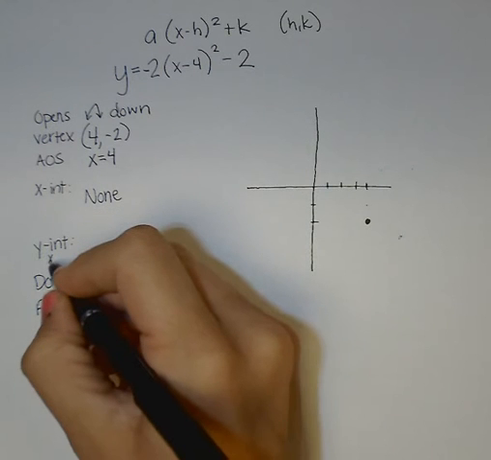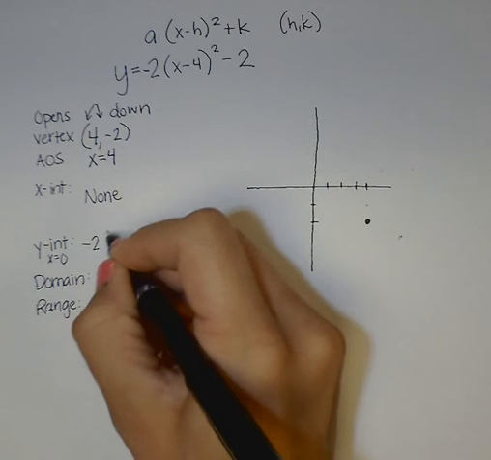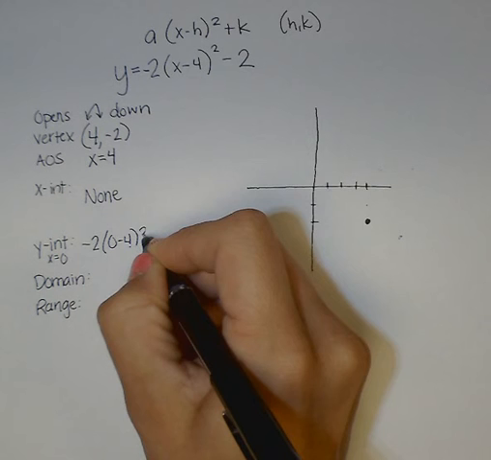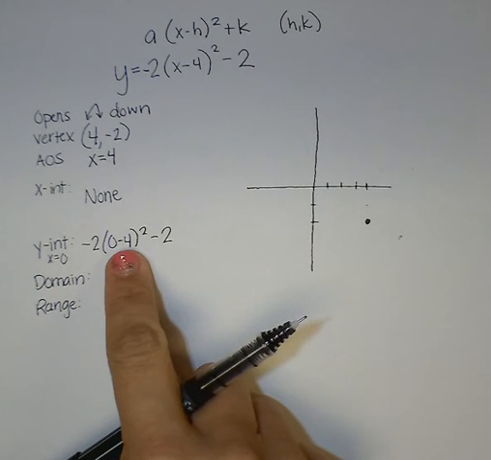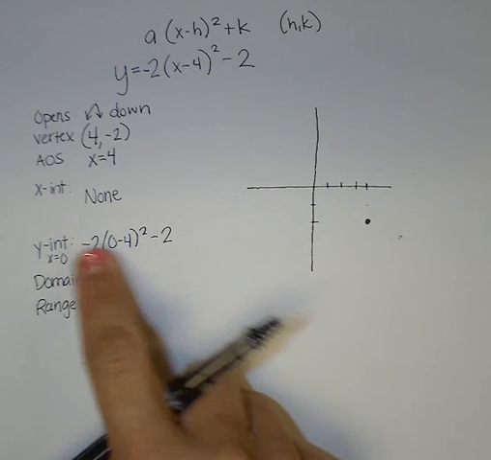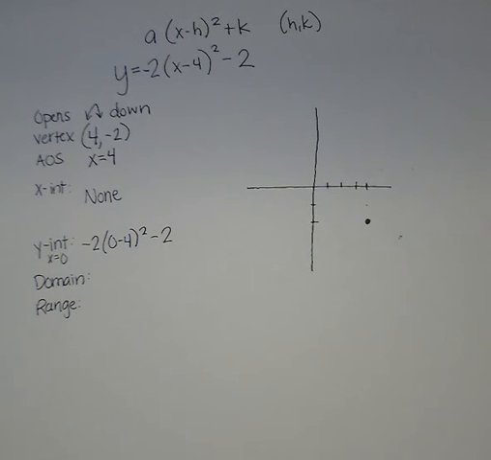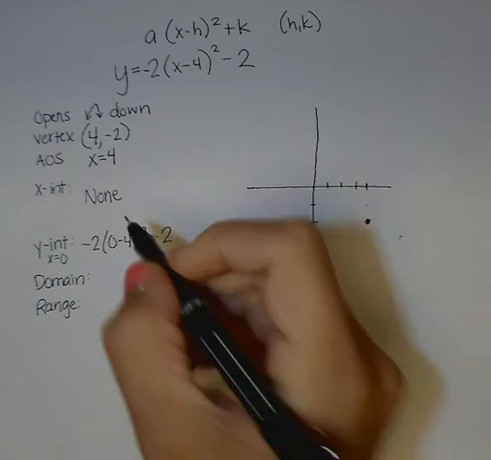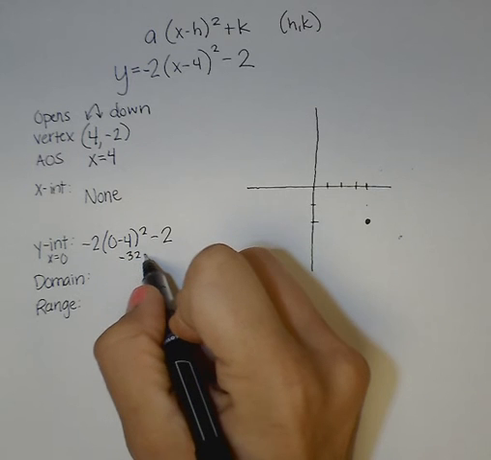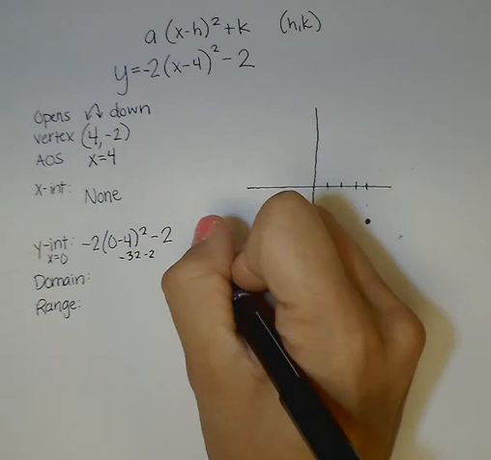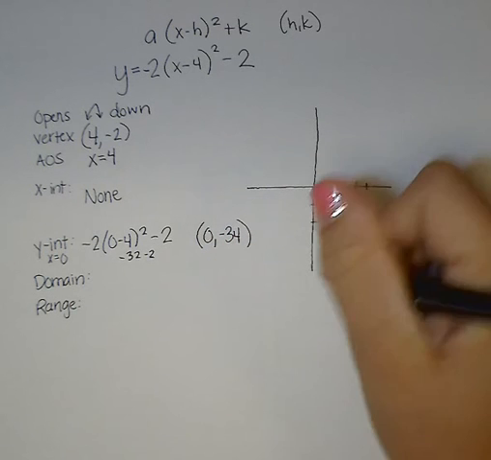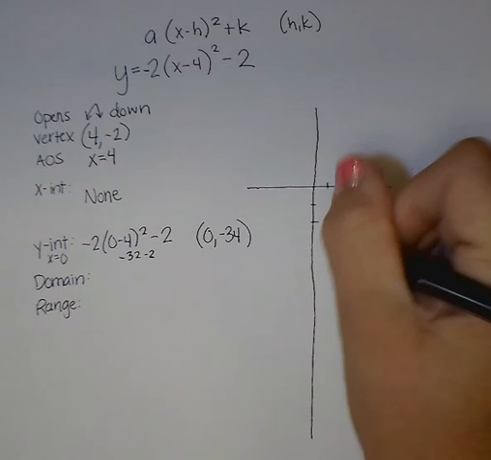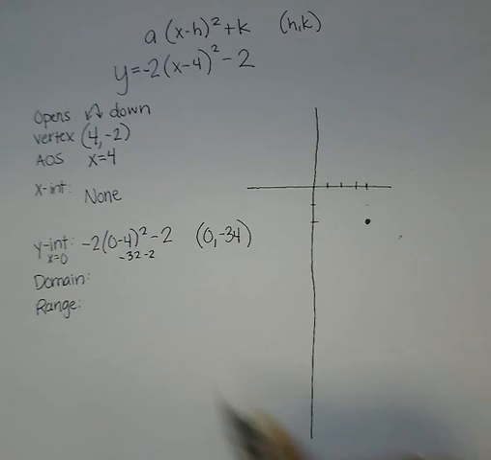Y-intercepts occur when x is equal to 0, so -2(0 - 4)² - 2. (-4)² is 16. 16 times -2 is going to be -32. -32 minus 2 will give me my y-intercept at (0, -34). Okay, that's going to be way down here, but that's okay. At least we know what it is.